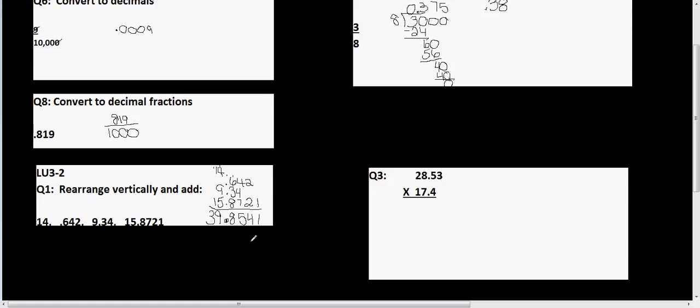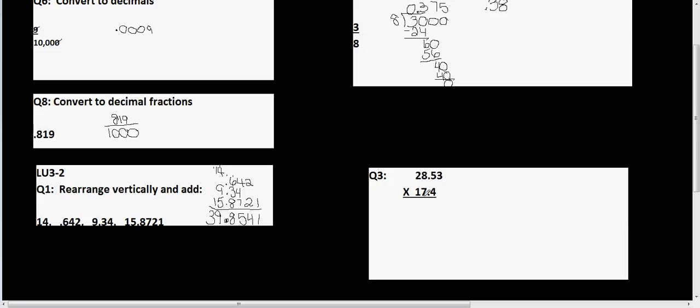Okay. If we move on to our next number, we've got 28.53 times 17.4. The best way to approach this, I find, is to pretend there is no decimal spot there at all until the very end. Just ignore it. So go through multiplication as you would any other number. You would take 4 times 3, then 4 times 5, 4 times 8, 4 times 2, and move over to the sevens, and so on.